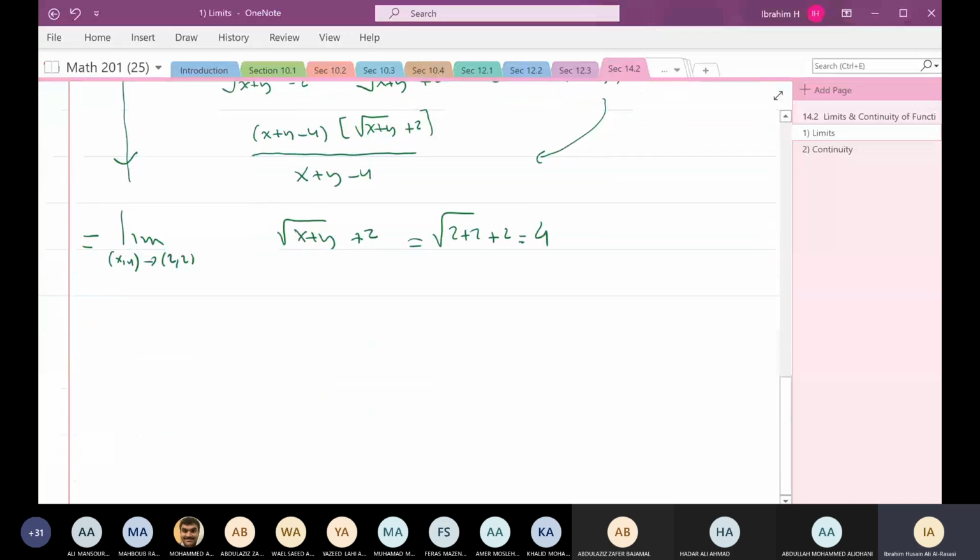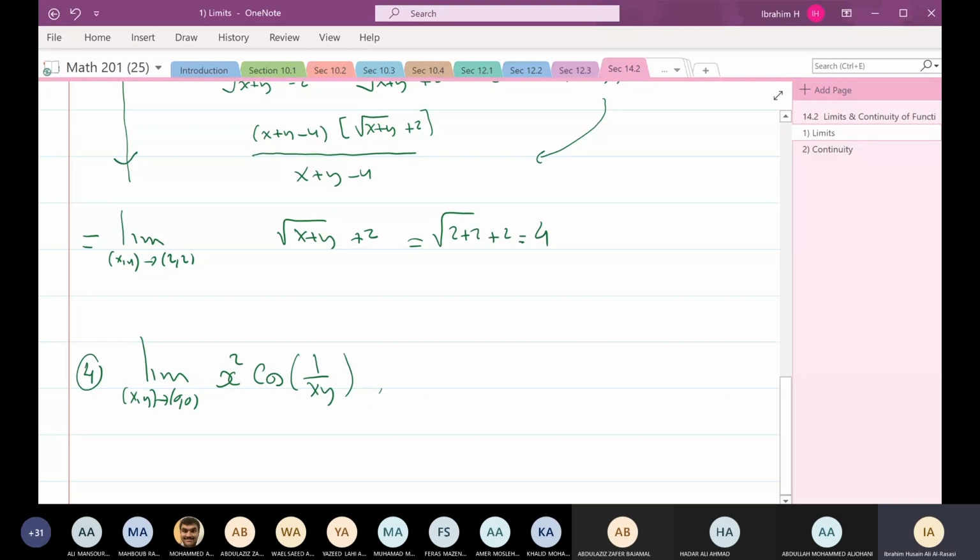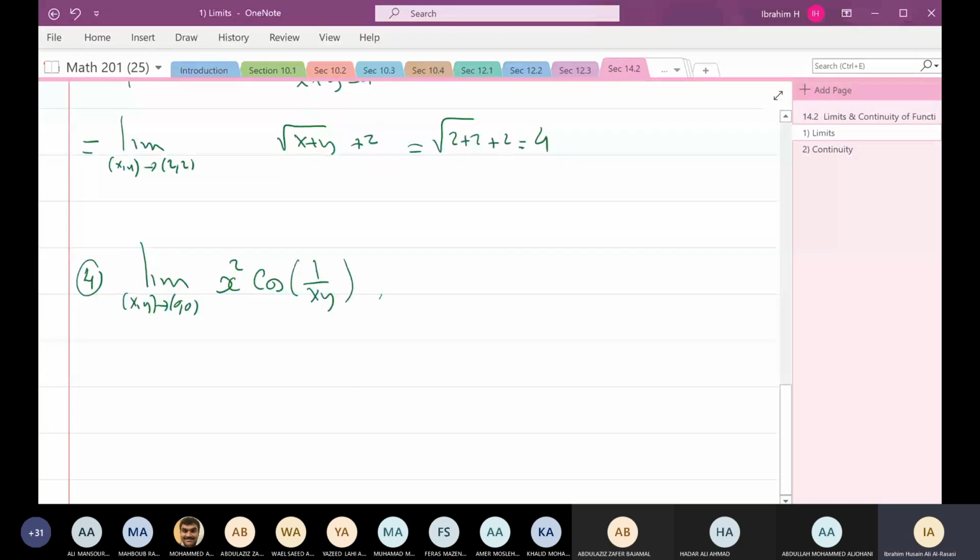Now for the limit as (x, y) approaches (0, 0) of x squared cosine 1 over xy. Substitute x equal to 0 and y equal to 0. You get 0 here, cosine 1 over 0. 1 over 0 is undefined. Cosine undefined. Undefined times 0 is undefined. All undefined. So how to find the limit in this case?